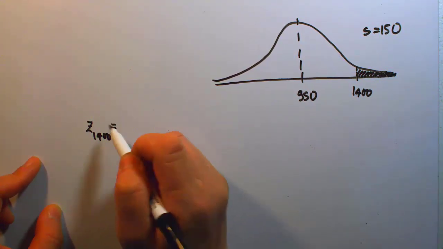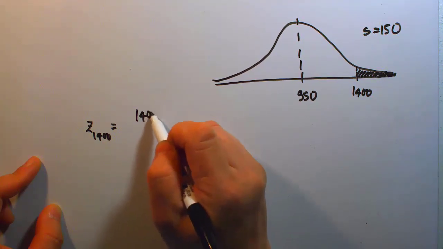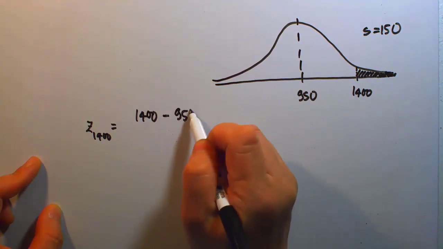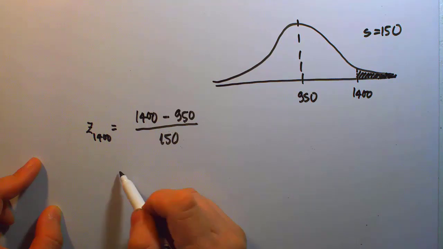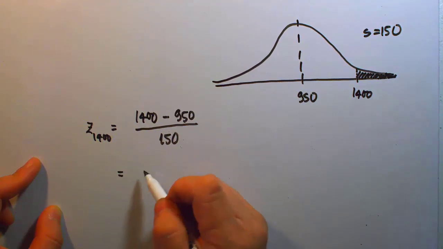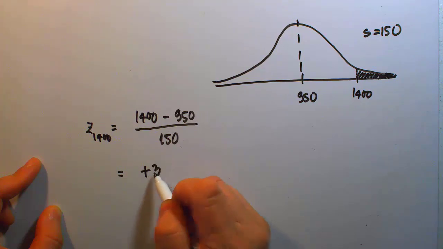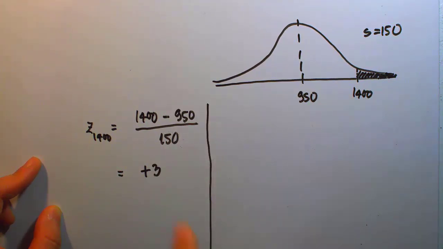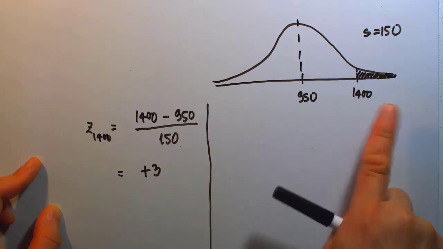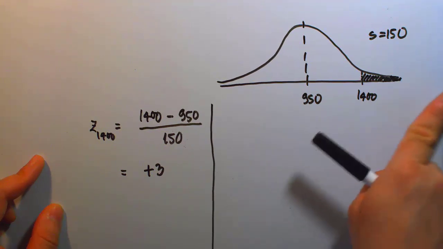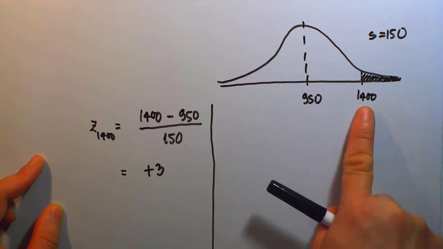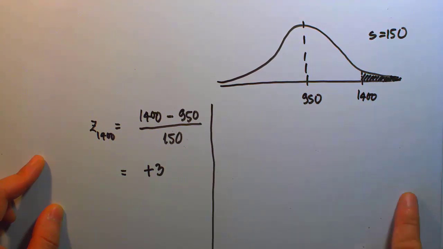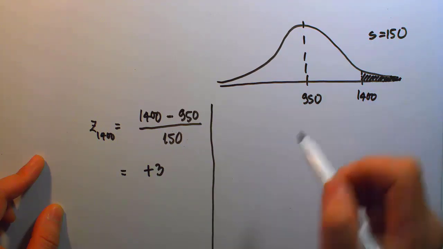Z-score of my 1400 equals 1400, I'm subtracting 950 and dividing by 150, my standard deviation on this bell curve, previously noted. And what I found is positive 3. So now it tells me that my value 1400 is my only one end of the interval. So where's the other end? It's sort of an infinite interval over here. The other end doesn't have a finite stop. So all I know is my interval starts at 1400 and keeps shading further to the upper values.